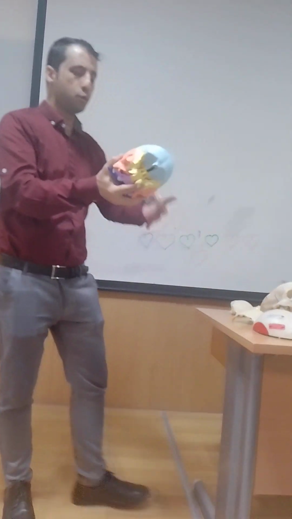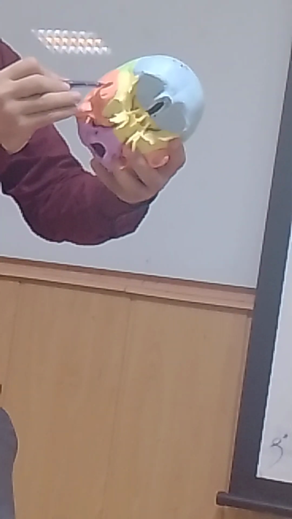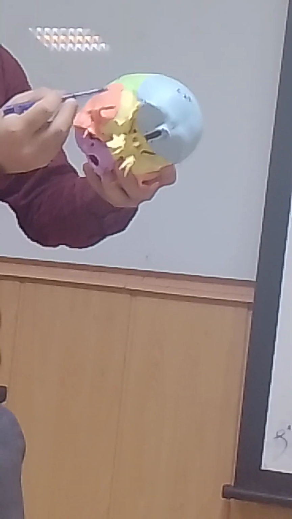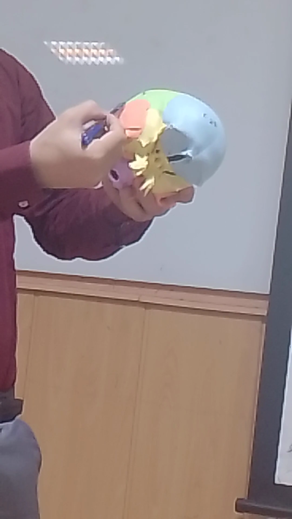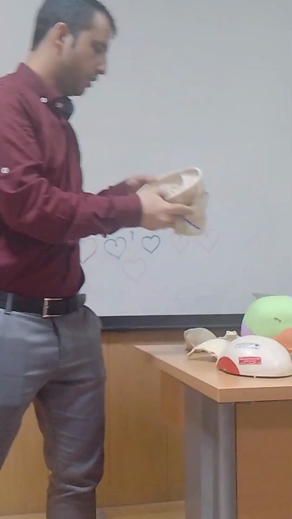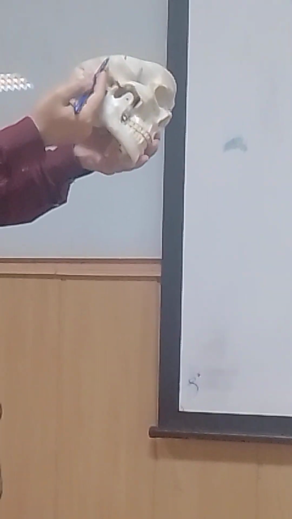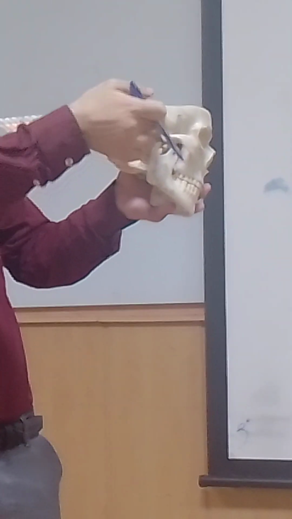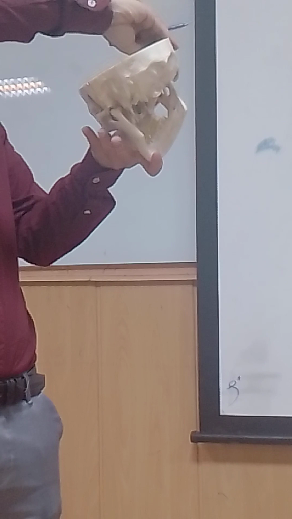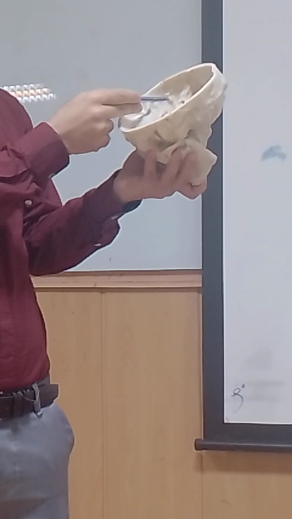The external surface of the squamous part attaches to this area. Anteriorly, it attaches to the greater wing of the sphenoid, and superoposteriorly, it attaches to the parietal. In the anterior surface, you can see this structure. See here. That is the external surface, and if you see the internal surface, you can see this structure.